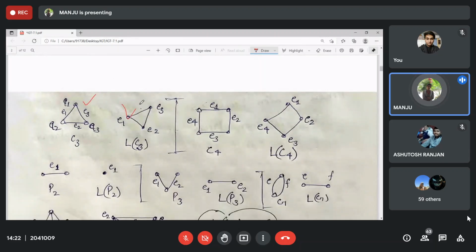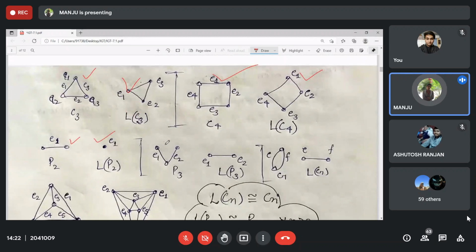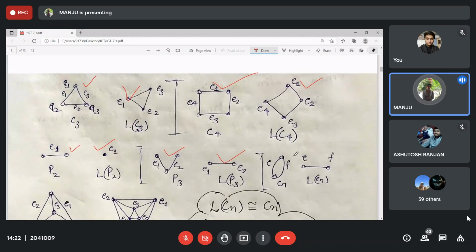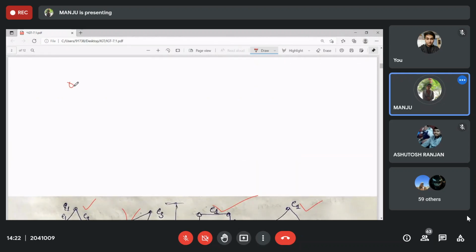So for C3, the line graph is C3. For C4 you have C4. For P2, P1, P3, P3. Yeah, for this graph, what will be the line graph? P1. Okay. E1, sure. 2 vertices will be there, corresponding to these two. And these are adjacent, so adjacent. Clear?